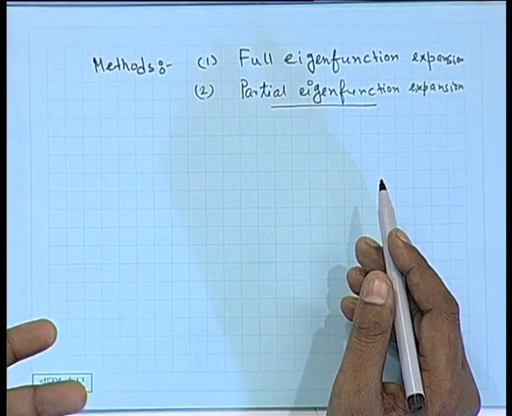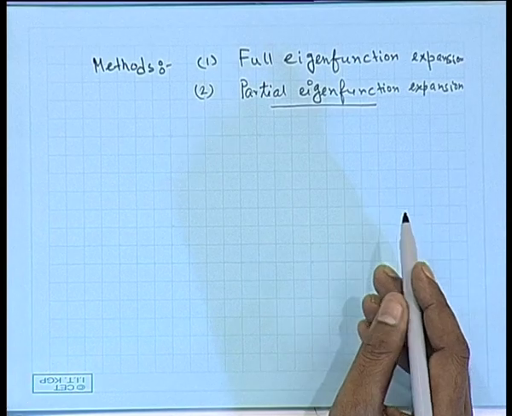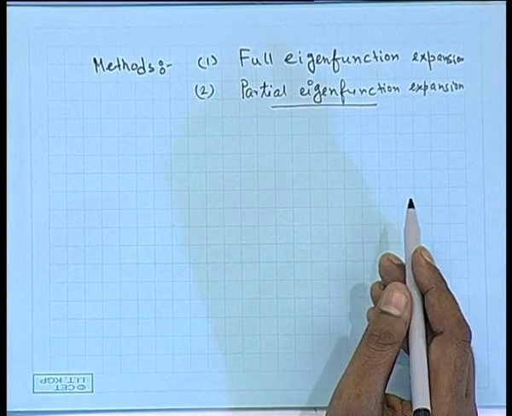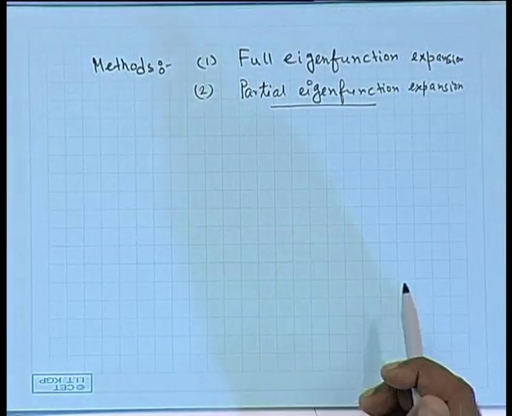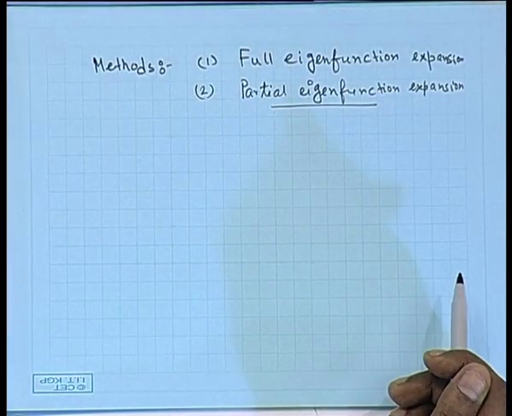Now, for a bounded domain, let us say in this problem it is a Laplacian operator, del square by del x square plus del square by del y square. X is bounded between 0 to 1, y is bounded between 0 to 1. For a bounded domain, generally full eigenfunction expansion is used.